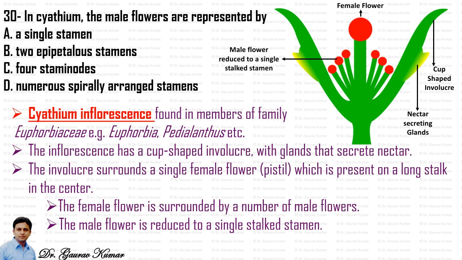The involucre surrounds a single female flower, that is a pistil, which is present on a long stalk in the center, as visible in the figure. The female flower is surrounded by a number of male flowers. The male flower is reduced to a single stalked stamen, as you can see in the figure. So our correct answer will be that in Cyathium, the male flowers are represented by a single stamen.